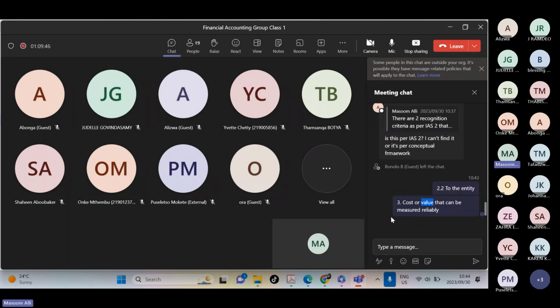Now, why do you think the standard makes reference to the term value? Any one of you can guess, whatever. Why do you think the standard talks about value?